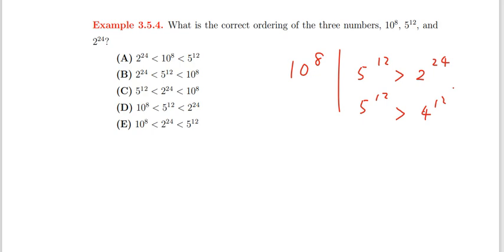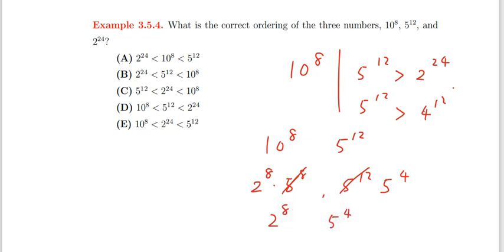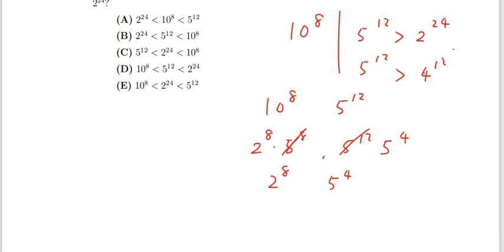Okay, then compare this. How about 10^8 and 5^12? We change the 10^8 as 2^8 times 5^8. So we compare with 5^12. We cancel 5^8, so it becomes 2^8 and 5^4. Which one is bigger? We change 2^8 as 4^4, and 5^4. So we know 5^4 is larger than 4^4. So we say 5^12 is larger than 10^8.